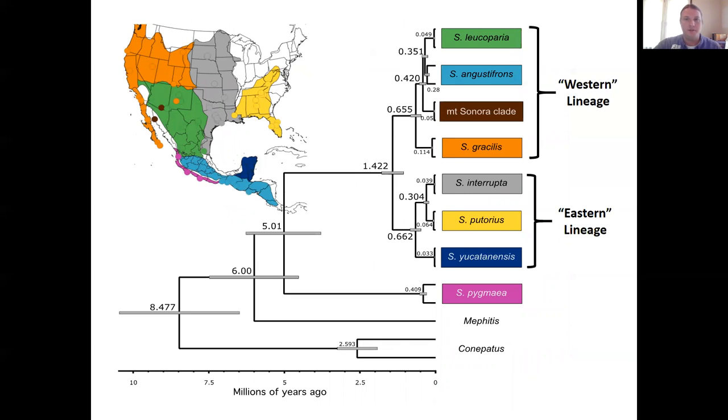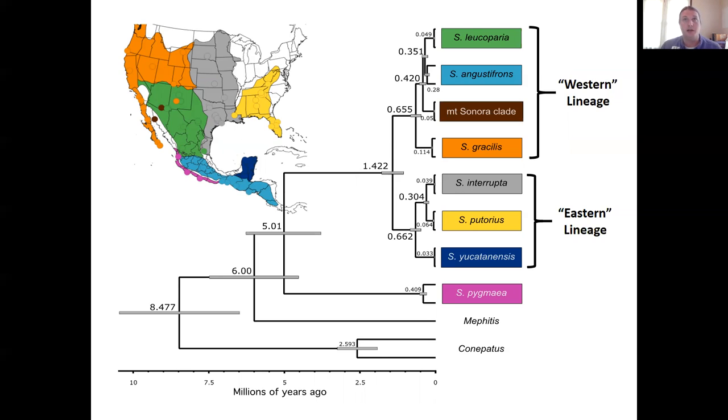And with divergence dating using the mitochondrial 13 protein coding genes, we recover again those 8 lineages of mitochondrial evolution, including the Sonoran clade. But interestingly, I thought one of the most important patterns we uncovered was the coincidence of timing of diversification across the Eastern and Western lineages, beginning with an initial split of approximately 1.5 million years ago into those 2 major lineages. Then you saw coincident timing and diversification within those 2 lineages to produce the diversity we see today.